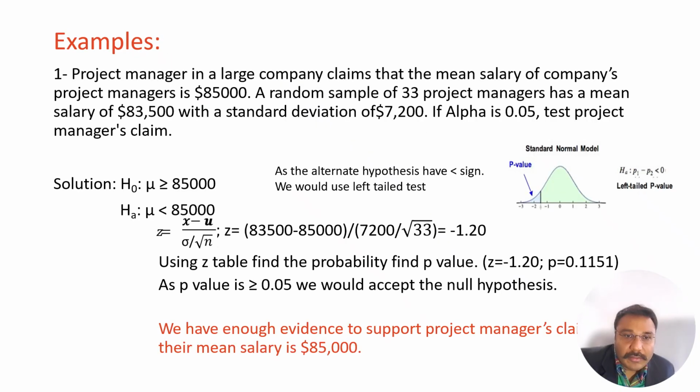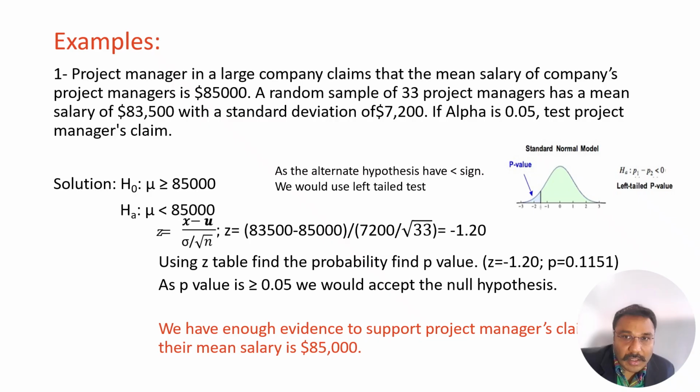Okay, now let's look at an example. A project manager in a large company claims that mean salary of company's project managers is $85,000. A random sample of 33 project managers has a mean salary of $83,500, with the standard deviation given as $7,200. If alpha is 0.05, let's test the project manager's claim.